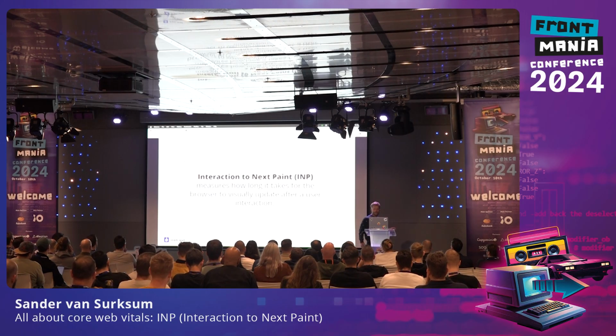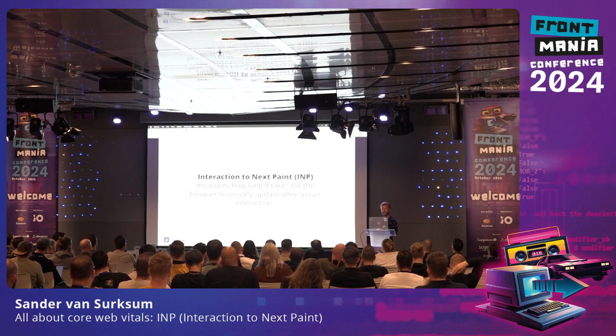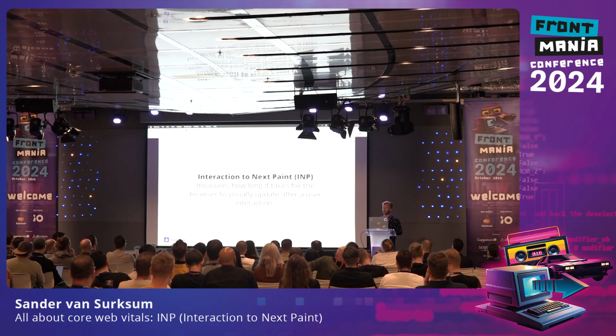So, Interaction to Next Paint. Like I said, it measures how long it takes for the browser to visually respond to a user interaction. In other words, it tracks the time between when a user clicks, taps or types something, and when they actually see a visual response on the screen. Think about when you click a button, submit a form, or tap a link on your phone. INP measures the delay between that moment of interaction and when the page visually changes to show your action was registered. That's basically what INP is.